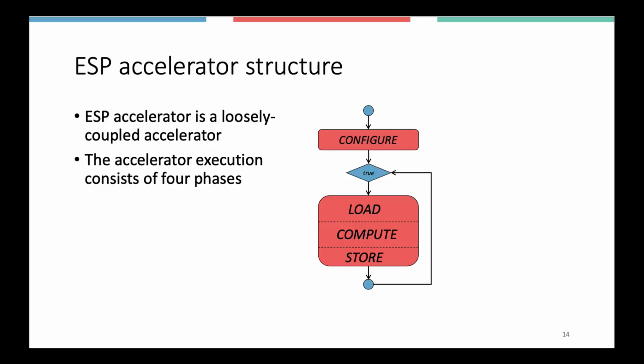Internal structure of the ESP accelerator. Let's remember that the accelerators in ESP are loosely coupled and that the accelerator execution consists of 4 phases. There is a configuration phase, and after that the accelerator iterates and possibly pipelines load, compute, and store phases.